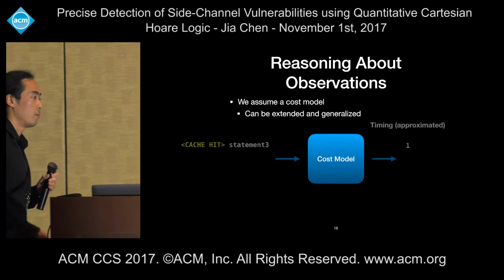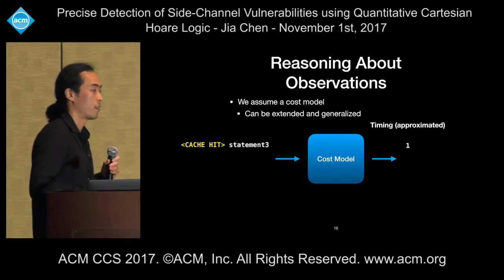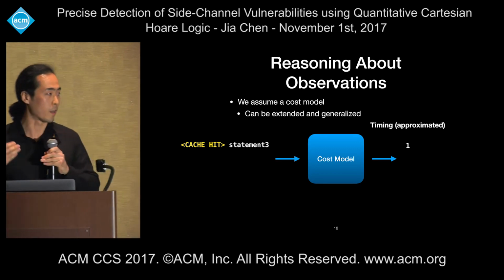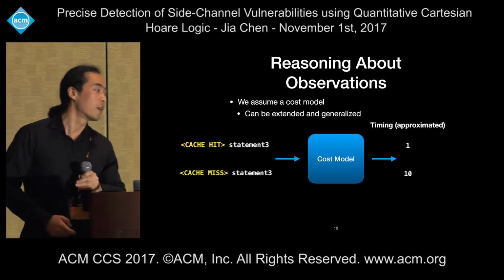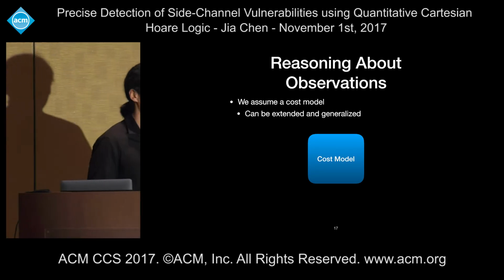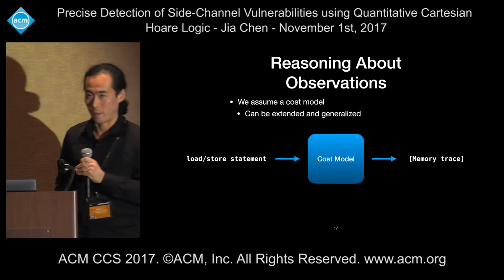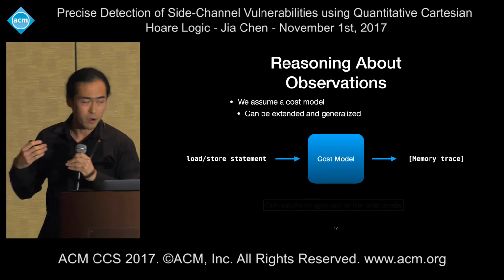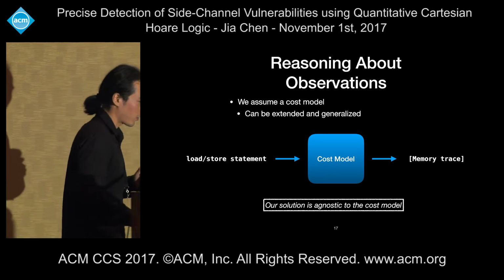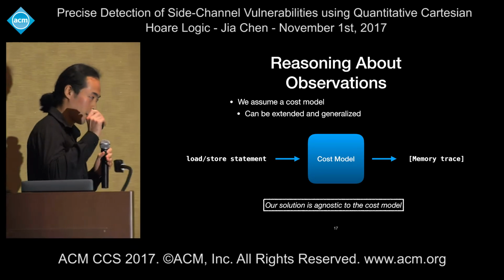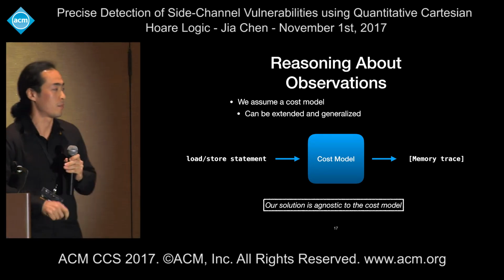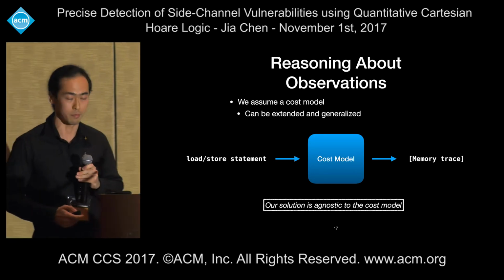For example, our cost model could take context other than the current statement being executed and produce different observations according to different contexts. And also, the type of the observation does not have to be a number. It could be a list of addresses representing the memory trace of the program. The point I want to make is that our approach is agnostic to the cost model. We don't require that the cost model behave in a certain way. All we want is that the cost model give us something for each statement.